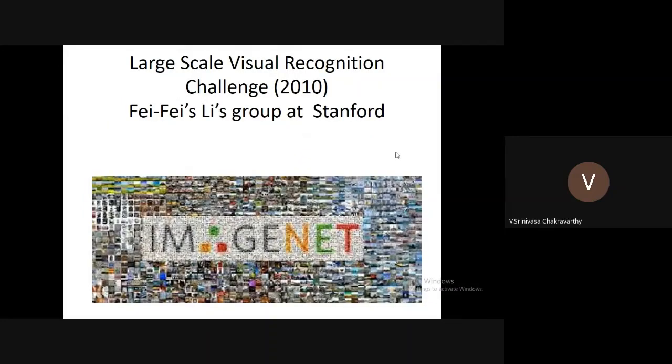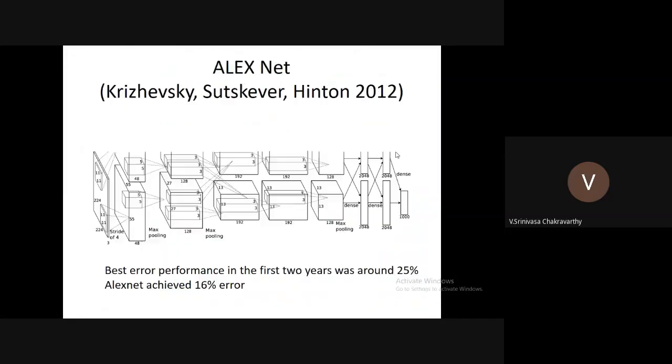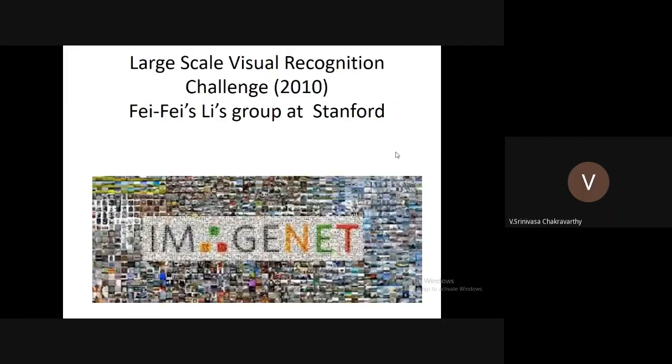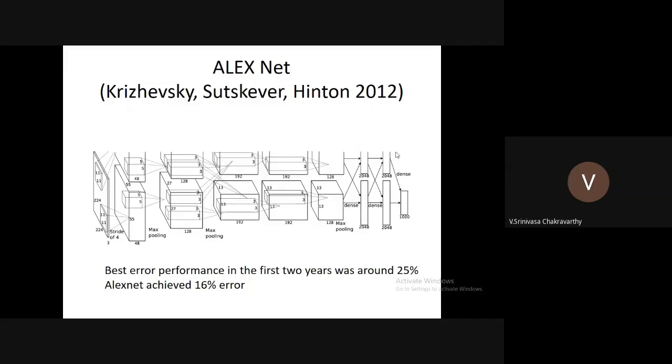Then Fei-Fei Li's group at Stanford put out a large-scale visual recognition challenge in 2010, right? And so they put out a lot of images to be classified. And AlexNet, some of you might have heard of this, right? It took a data set like that and showed that you can get very high performance.